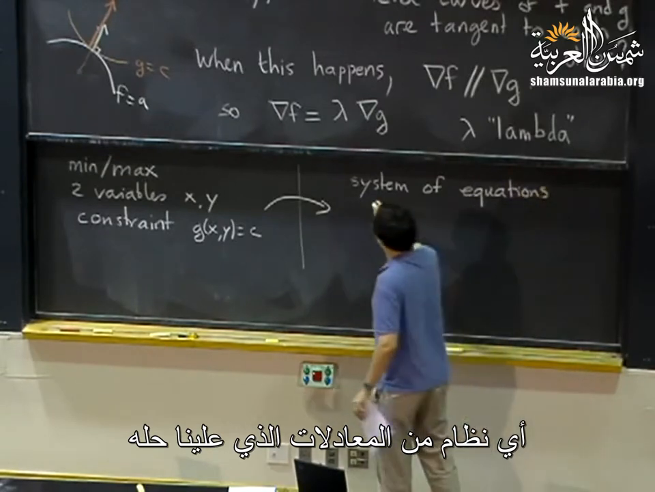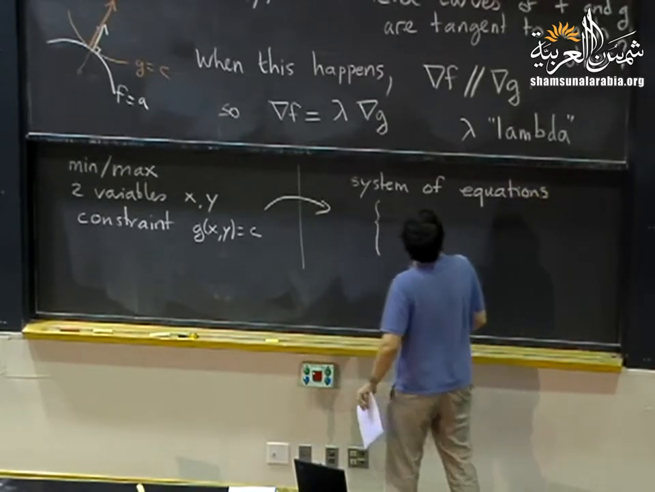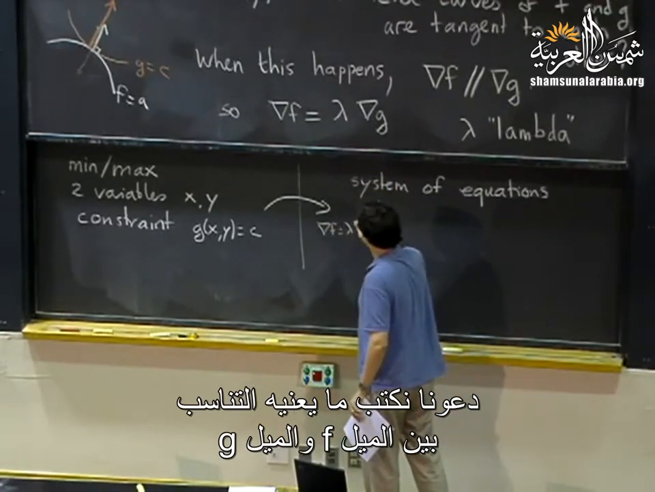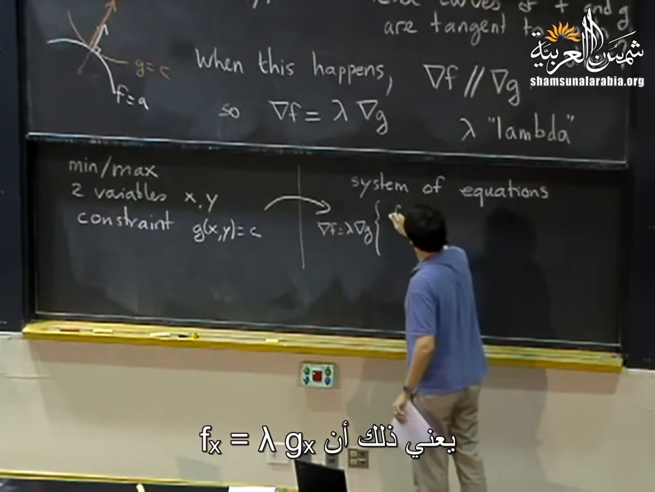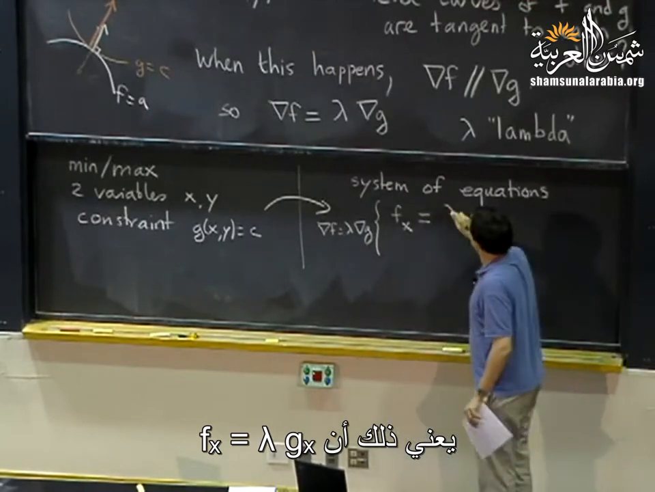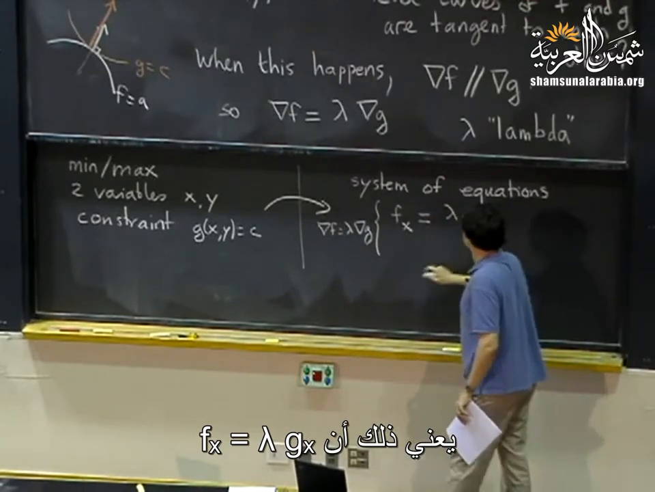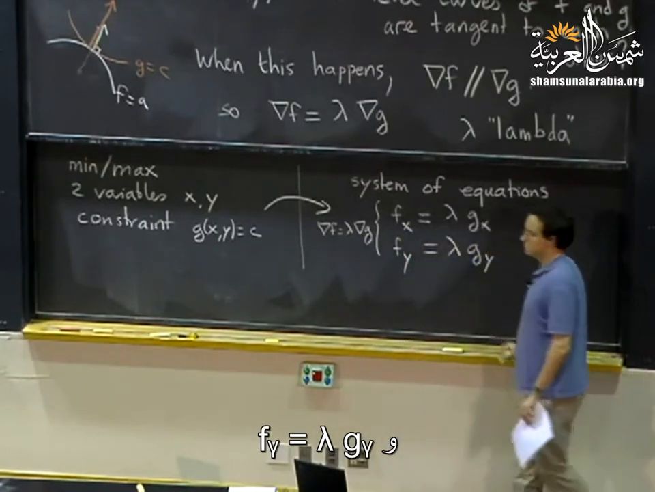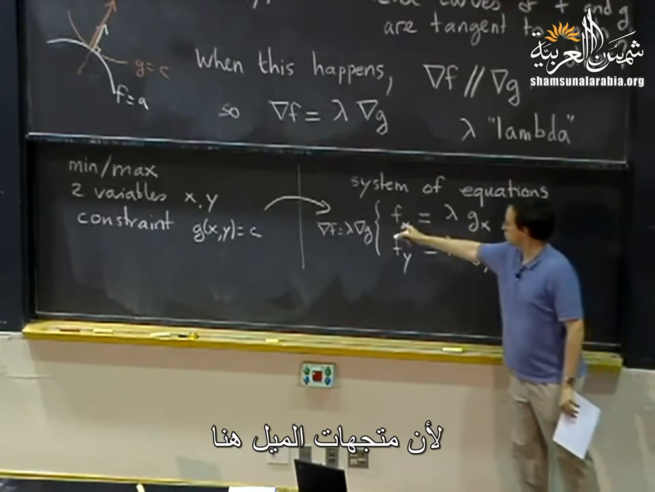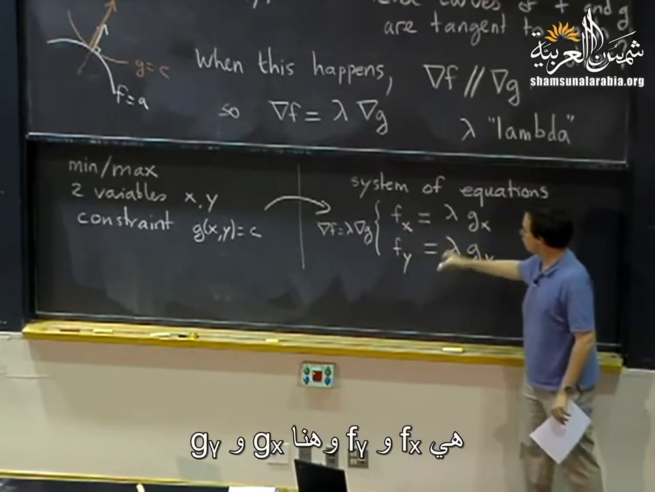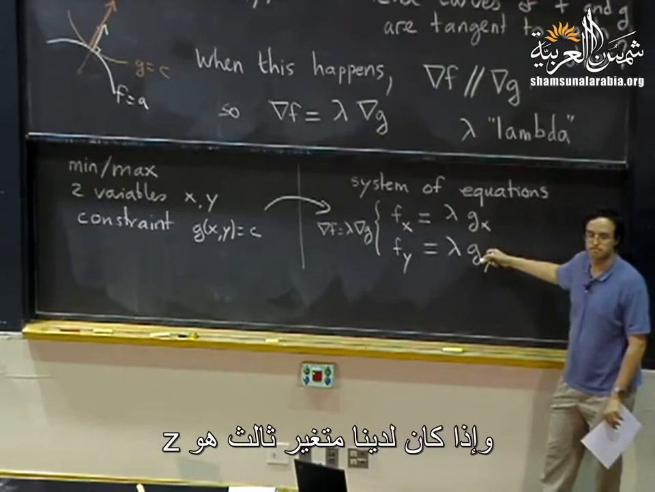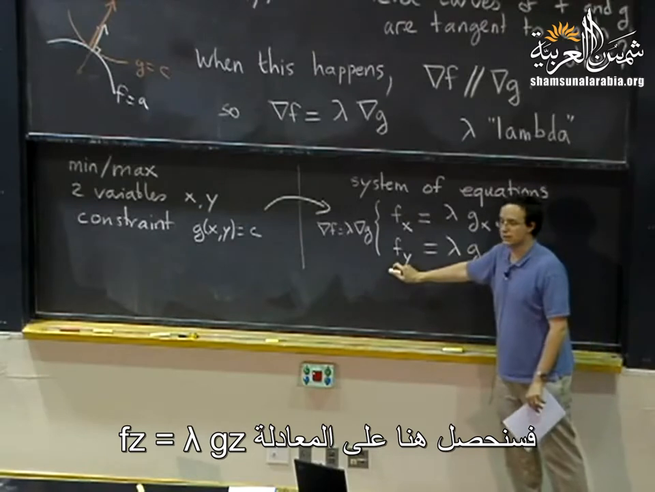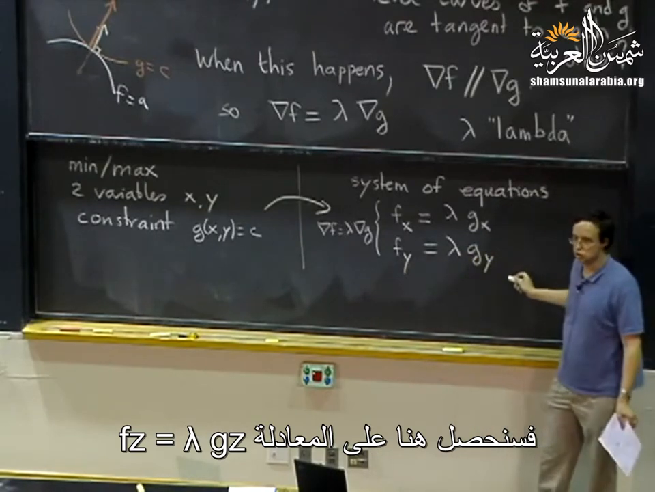where we have to solve, well, so let's write down what it means for gradient f to be proportional to gradient g. That means that f sub x should be lambda times g sub x, and f sub y should be lambda times g sub y, right? Because the gradient vectors here are f sub x, f sub y, and g sub x, g sub y. If you have a third variable z, then you have also an equation f sub z equals lambda g sub z.